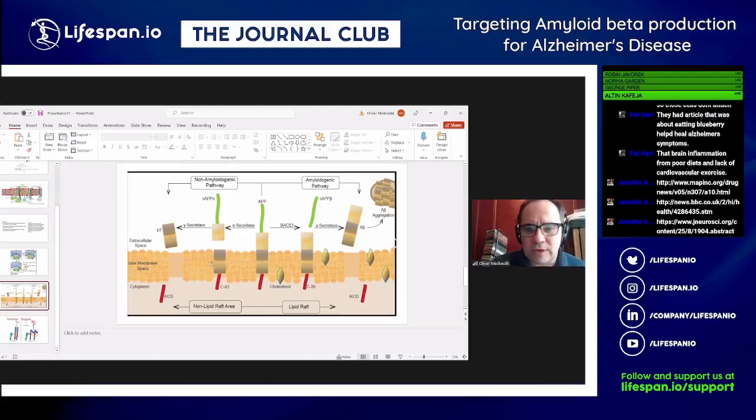So if you have more S1R activation, things are going more in this direction. And as they're going more in this direction, you are getting more beta secretase cleavage, followed by more gamma secretase cleavage, followed by amyloid beta aggregation. So I'm going to stop sharing here. That's the correlation that they're making in that figure.